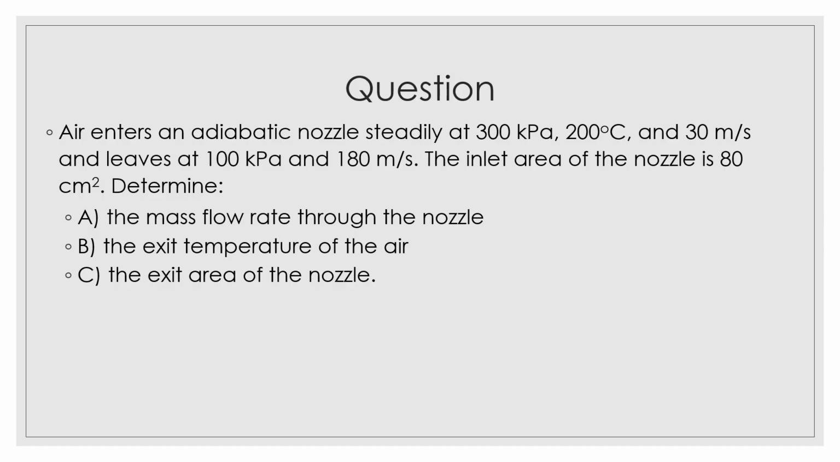This is the question selected for this tutorial. Air enters an adiabatic nozzle steadily at 300 kilopascal, 200 degrees Celsius, and 30 meter per second, and leaves at 100 kilopascal and 180 meter per second. The inlet area of the nozzle is 80 centimeter square. Determine the mass flow rate through the nozzle, exit temperature of the air, and exit area of the nozzle.